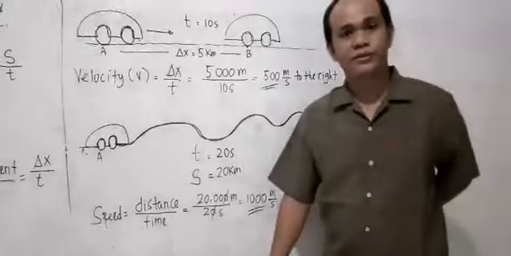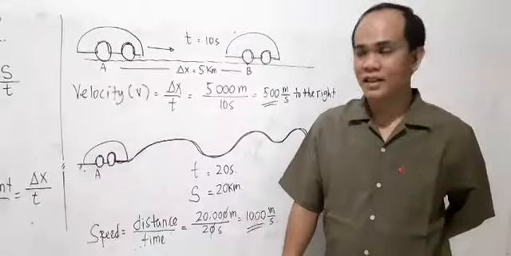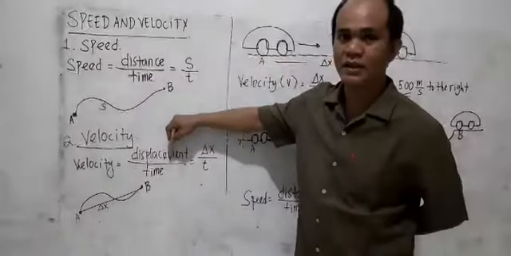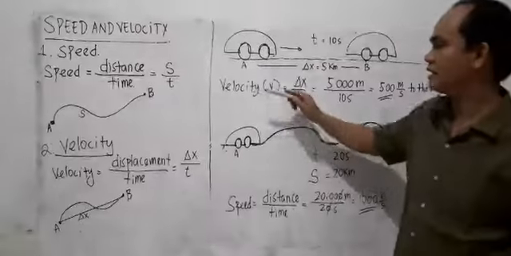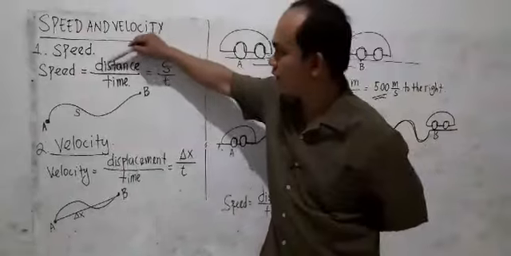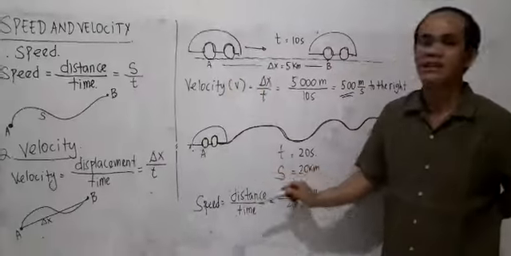Okay, do you understand about speed and velocity now? It comes from the difference between distance and displacement. If you don't understand distance and displacement, you will not understand velocity and speed. You have to understand first what distance is and what displacement is. Then you will know what velocity and speed are.